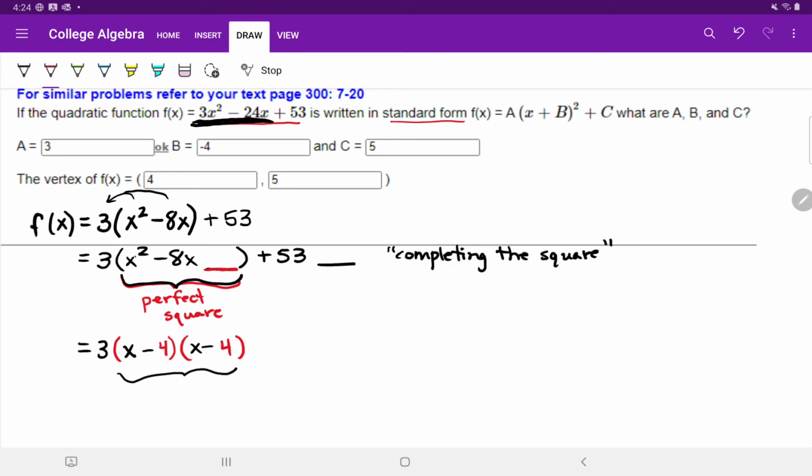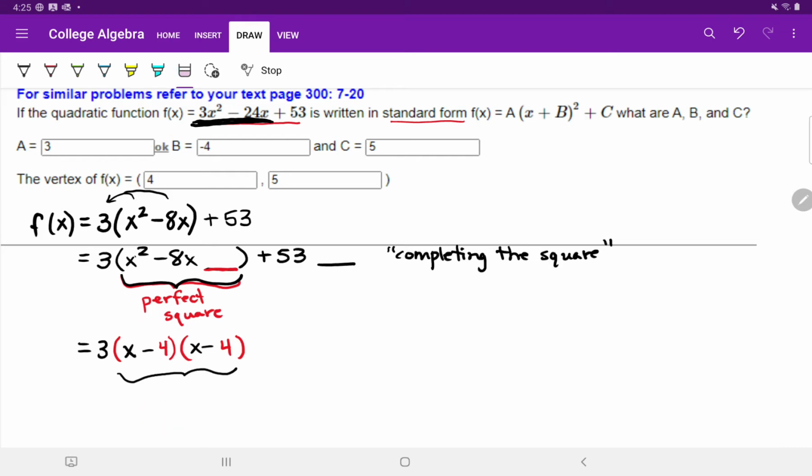If I were to take this and multiply it back out, I would get x squared minus 4x minus 4x plus 16. Well, the minus 4x and minus 4x both combine to give us minus 8x. So this is x squared minus 8x plus 16. This right here is what we started with. So I knew I needed to use -4 and -4 because they multiply together, or they add together, to give me -8.